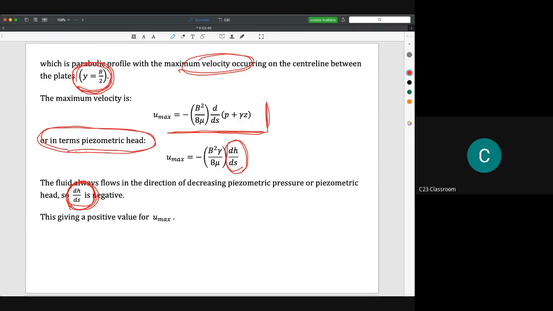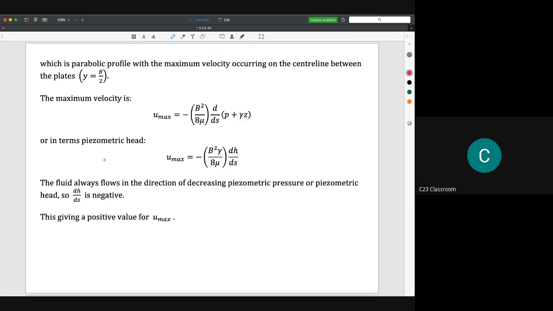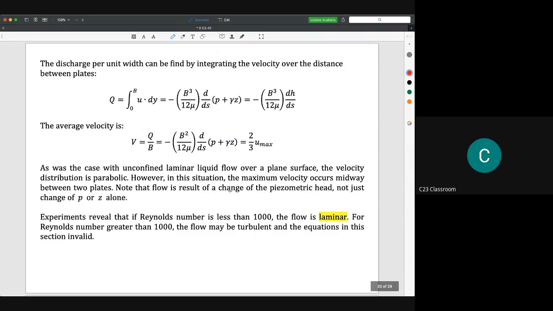It shows the decreasing of piezometric pressure. Piezometric pressure means the pressure if you measure it using a piezometer, or manometer. It reflects the same thing. Again, this is the basic idea. I already explained this with the second situation. We need to calculate the flow rate, so we integrate u dy with limits of 0 to b, and then we get this term.